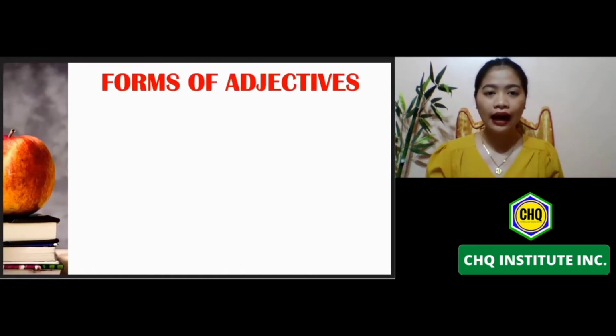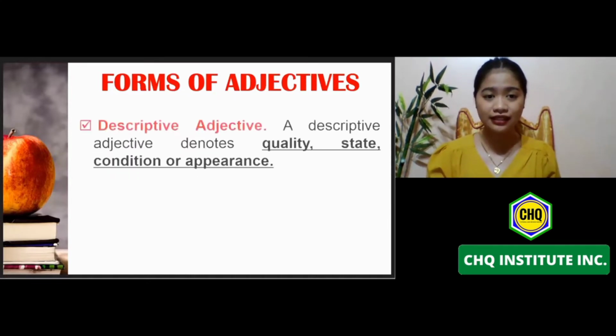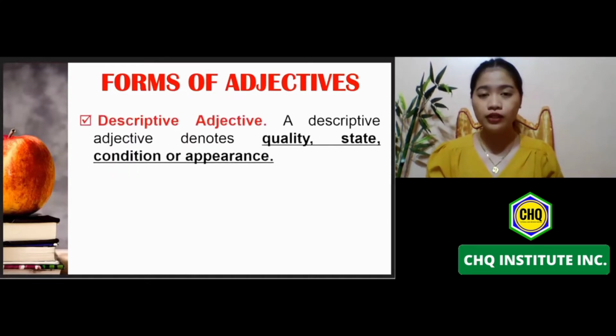The next one will be the forms of adjective. The first form of adjective is what we know as descriptive adjective. When we say descriptive adjective, it denotes quality, state, condition, or appearance. Or in Filipino, this is what we call palarawan. Descriptive adjective is the most commonly used kind or form of adjective.